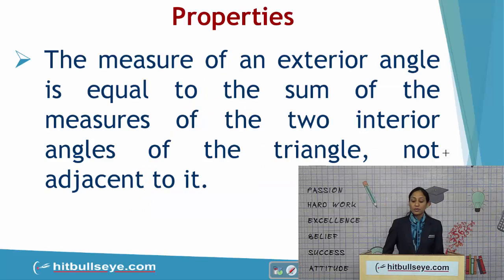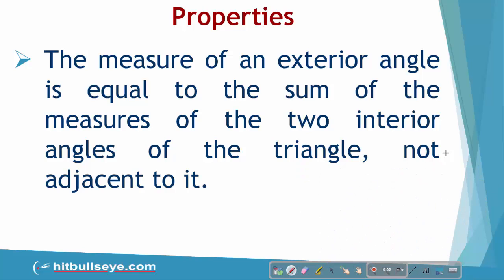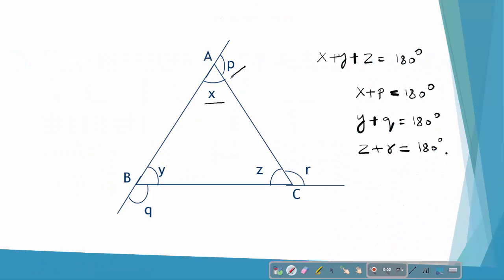The measure of an exterior angle is always equal to the sum of the measures of the two interior angles of the triangle not adjacent to it. That is, if we look at this exterior angle P, the interior angles which are not adjacent to it, or we can say the interior angles which are opposite to it, are angles Y and Z. Therefore, P will always be equal to Y plus Z.